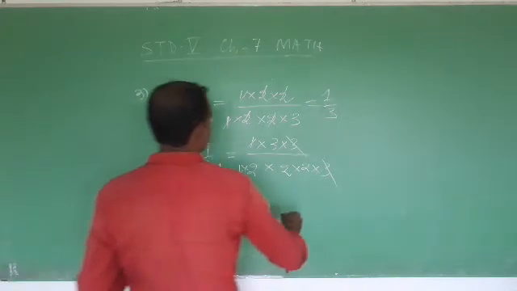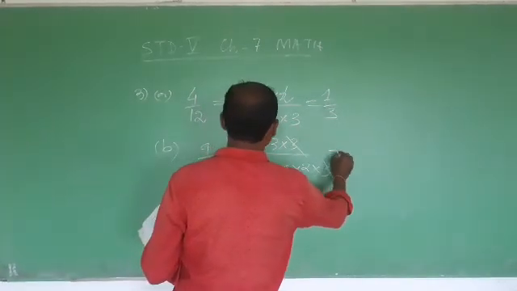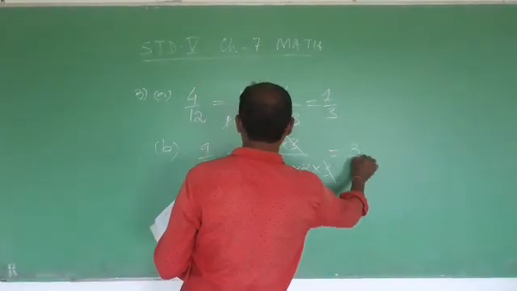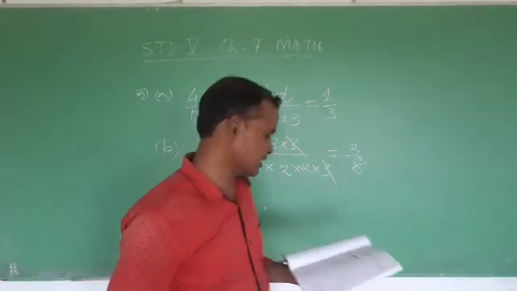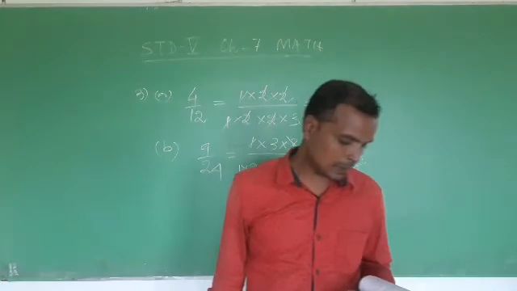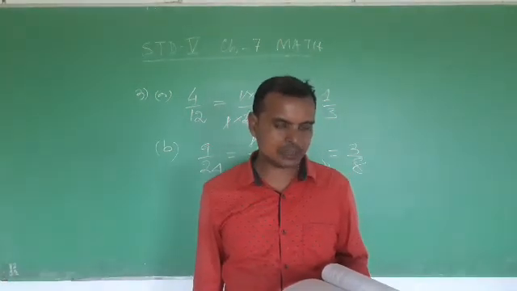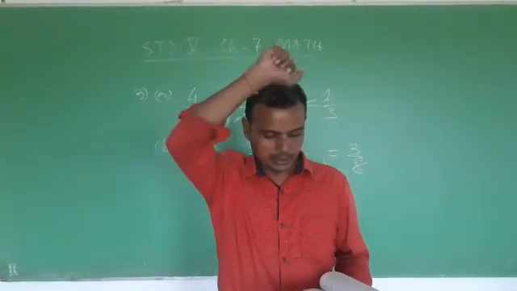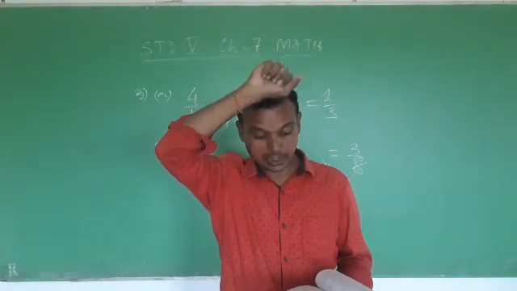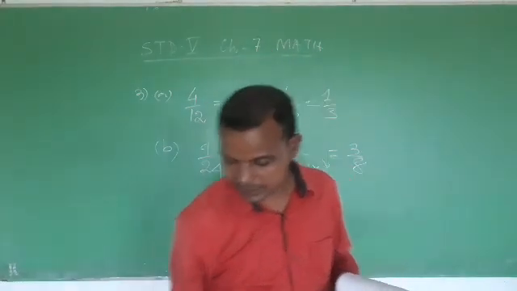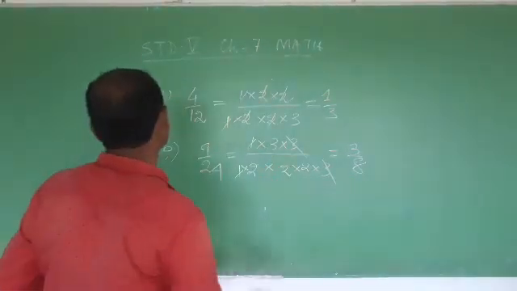So the answer will be what? 3 by 8. So this is the lowest form. Question number 4. Write each of the following as fractions. How will you write in fractions when the numbers are given in division?